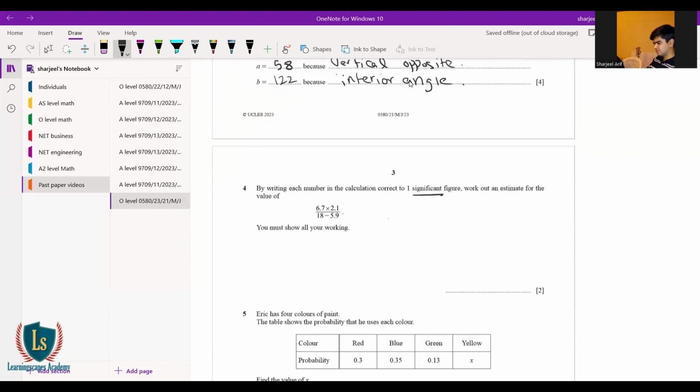Now for question number 4, we have, by writing each number in the calculation, read to one significant figure, work out an estimate for the value of 6.7 times 2.1 divided by 18 minus 5.9. So if we round off 6.7 to one significant figure, this should be 7, 2.1 should be 2, 18 should be 20, because we do not have any decimal point here, and 5.9 will be 6. So our answer should be 14 over 14, that is 1.